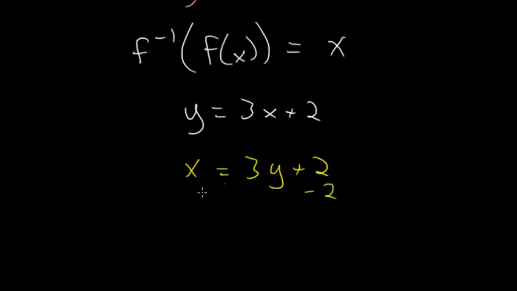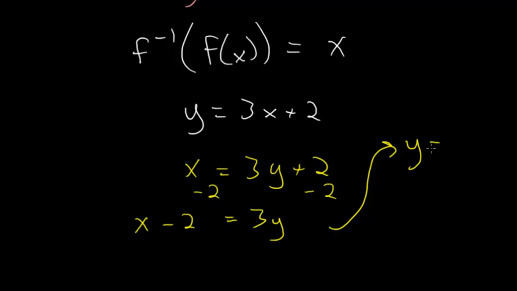So subtracting 2 from each side, we have x minus 2 equals 3y. And then dividing everything by 3, we have y is equal to x over 3 minus 2/3. And as I said, this is equal to the inverse of f.